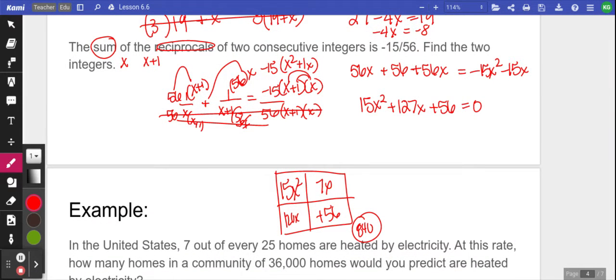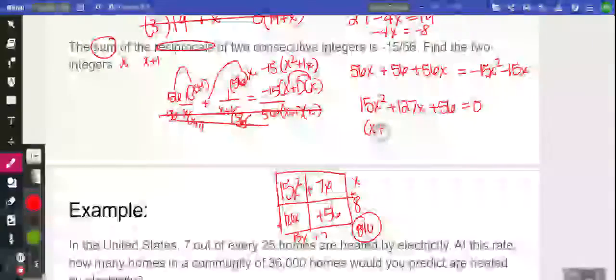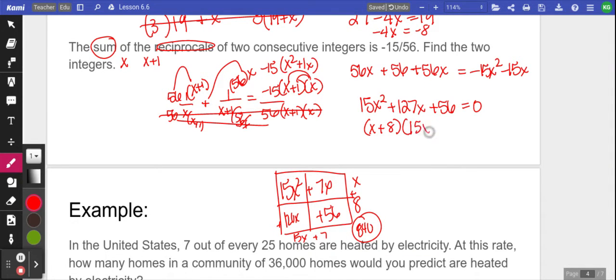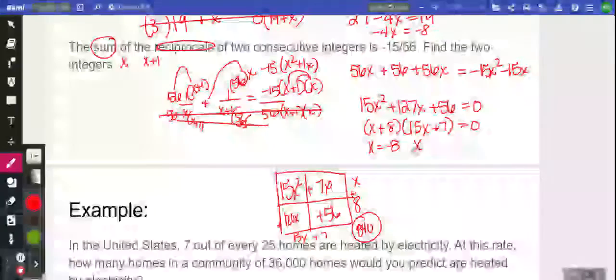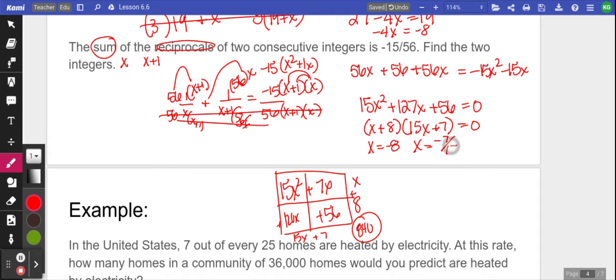$120 and $7. Sign chart says both plus. This has in common x. 120 and 56 have in common 8. This has in common 15x plus 7. So solving these, I would get x equals -8 or x equals -7 over 15.